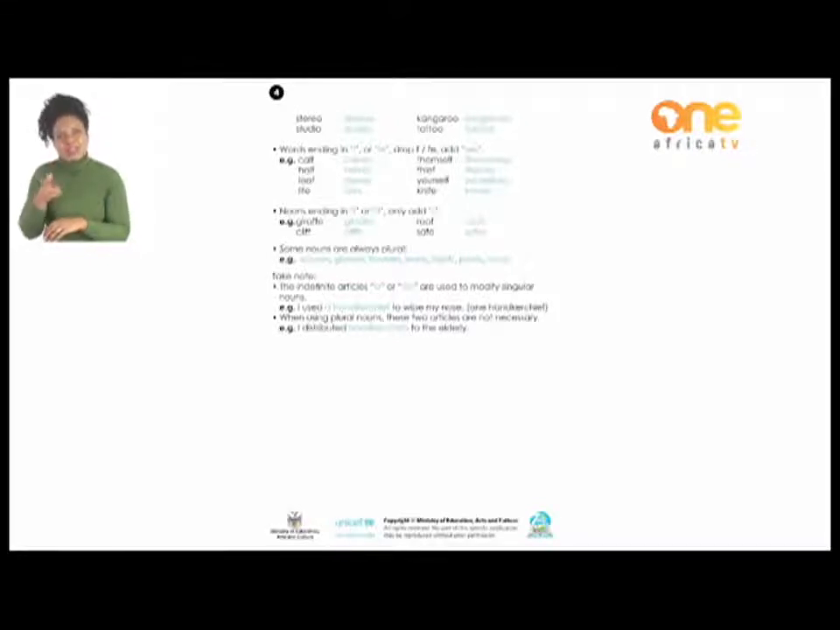We must also take note that the indefinite articles a or an are used to modify singular nouns. The example we have here is, I used a handkerchief to wipe my nose. It's only one handkerchief. When using plural nouns, these two articles are not necessary. I distributed handkerchiefs to the elderly.